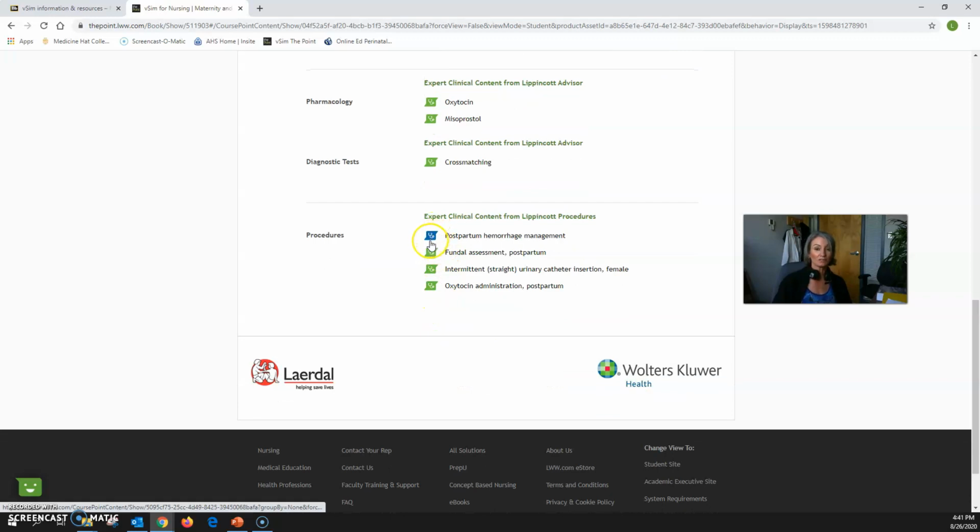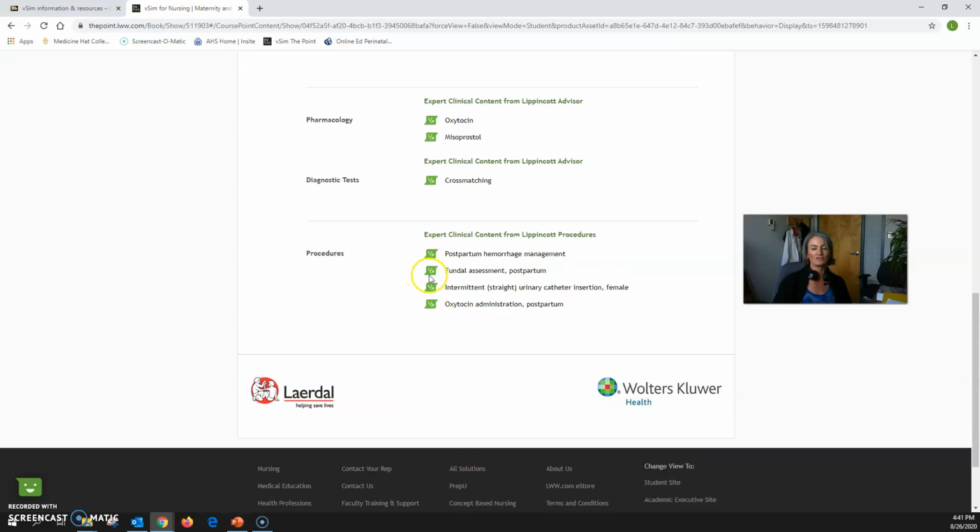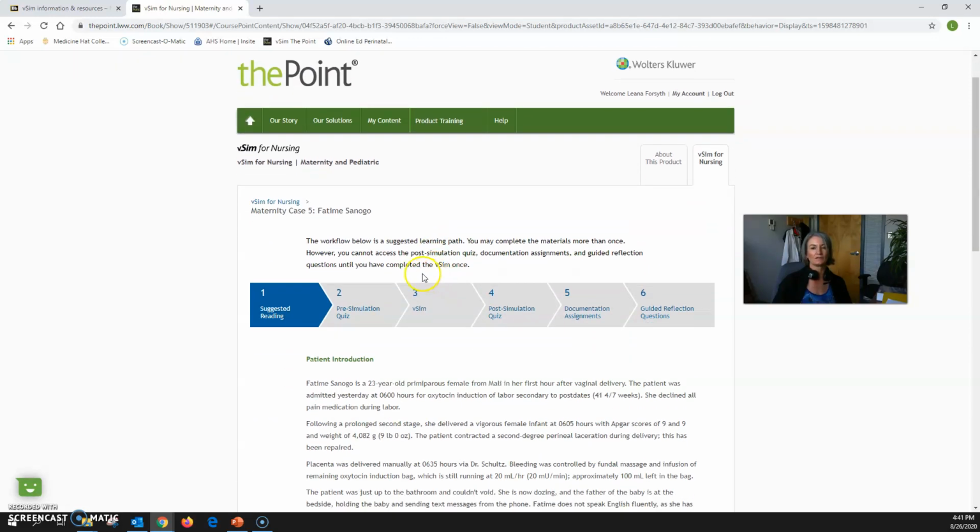And here's some really, really good information on procedures. So postpartum hemorrhage management, fundal assessments, how to do catheterization, how to give oxytocin administration postpartum. So all of these you're going to want to spend some time and look at. All right, so I'm hoping that gives you a good foundation on going in and continuing on this on your own. Go ahead and do that pre-simulation quiz. Do your actual vSim. Do your post-simulation quiz. And then go on Blackboard for your guided reflection questions.